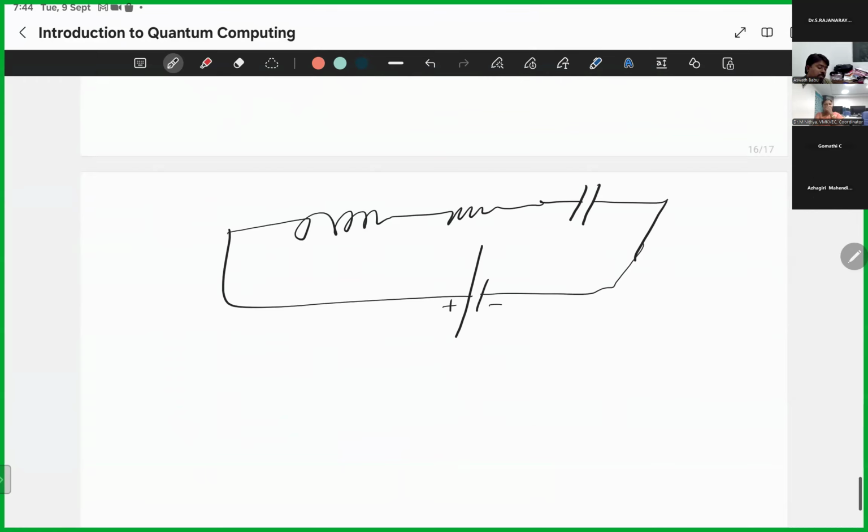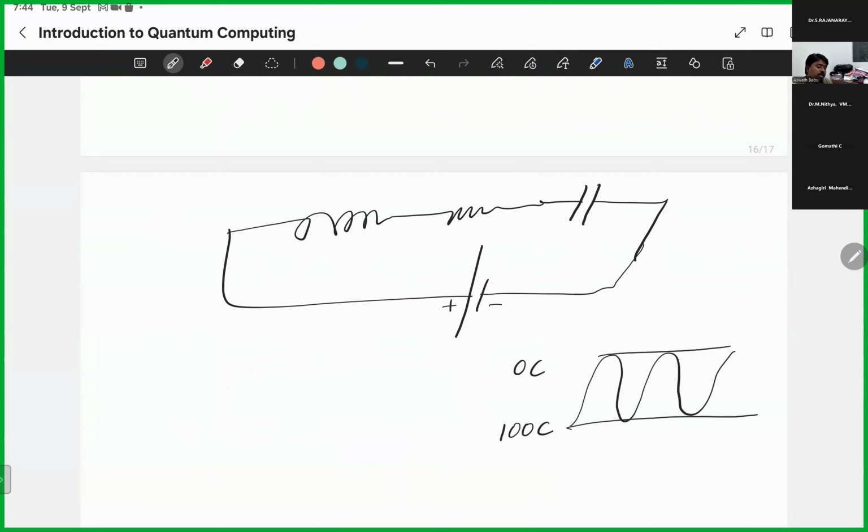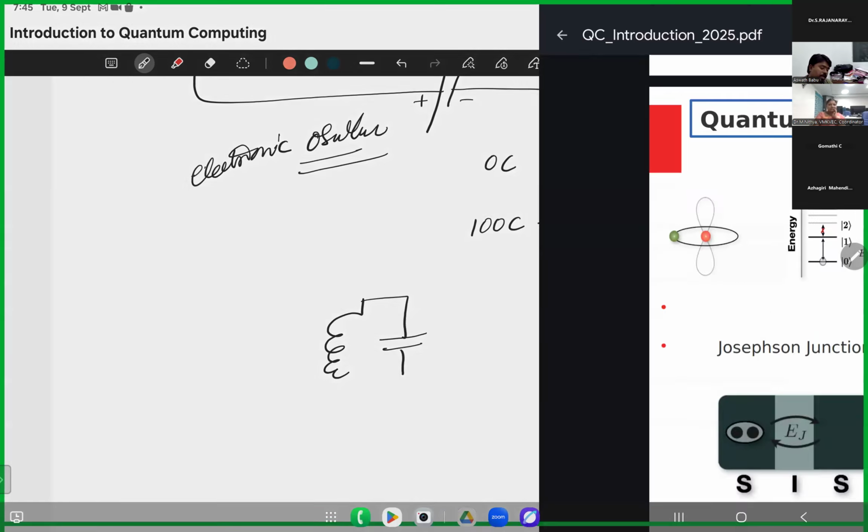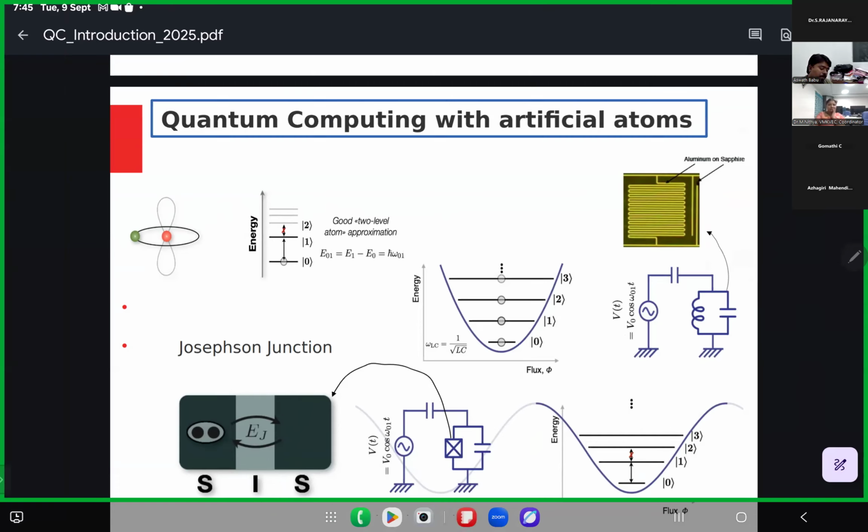What I will see here is the capacitor charging between, let's say, 0 coulomb to 100 coulomb, and it oscillates. So this is how I can create an electronic oscillator. I can tweak the inductor and the capacitor in such a way. So I'll have an inductor and a capacitor, just like here, and I can have an oscillating input.